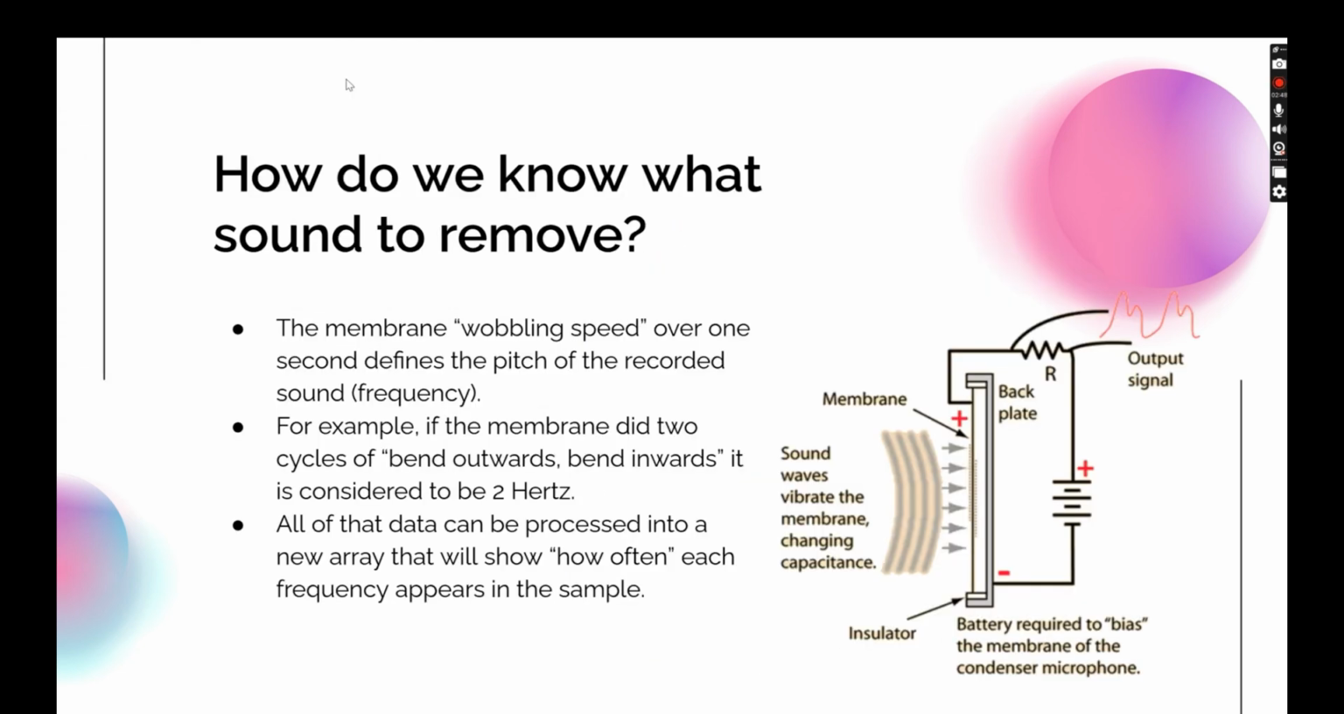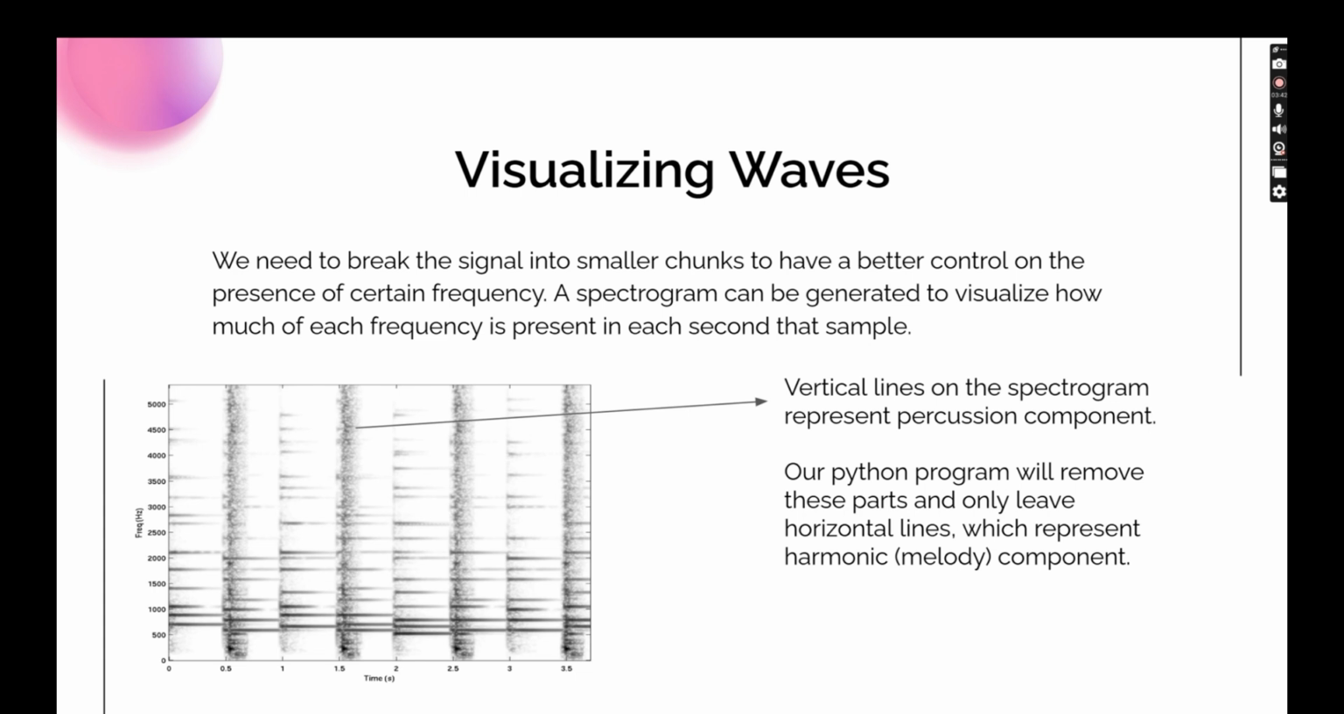So how do we know what sound to remove? To simplify it, the membrane wobbling speed, I know it's a crazy term, but I think it's very descriptive. So the wobbling speed over 1 second defines the pitch of the recorded sound. If it did 2 cycles of bending outwards and bending inwards, it is considered to be 2 hertz. And also, depending on how far it bends inwards, that's the amplitude, that's the strength of that wave, or the volume of the signal. It turns out that on the spectrogram, the vertical lines represent percussion components, which is your drums, and horizontal lines show you more the melody.